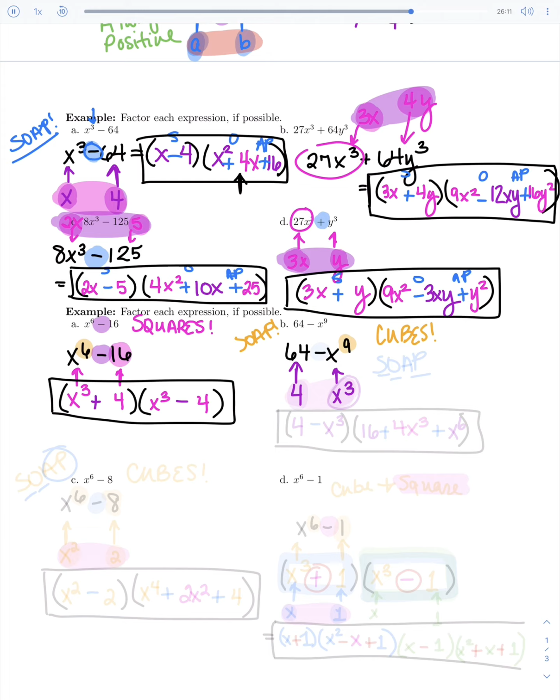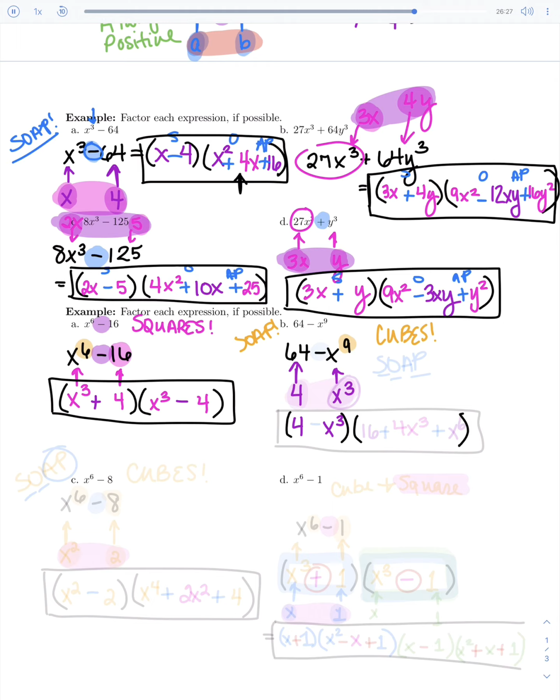Remember, cubes, or SOAP, is a binomial times a trinomial. It's got a big piece. In the first part, we stay the same. We leave the 4 and the x cubed. Remember, don't switch around the order. It needs to stay where it is.